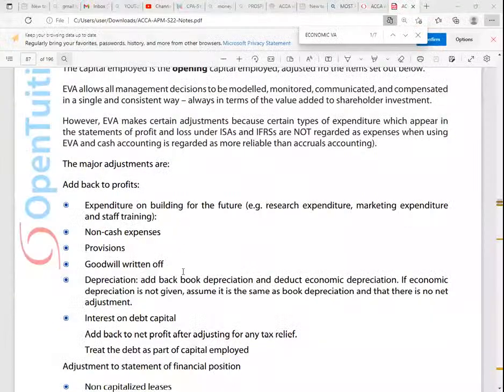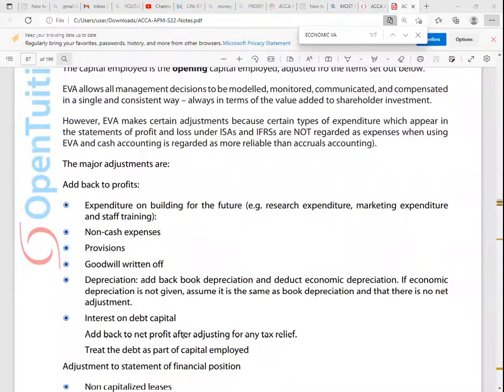This is what this examiner is telling you: add back book depreciation and deduct economic depreciation. If economic depreciation is not given, assume it is the same as book depreciation and there is no net adjustment. So the best thing, ladies and gentlemen, is to go to a question really.